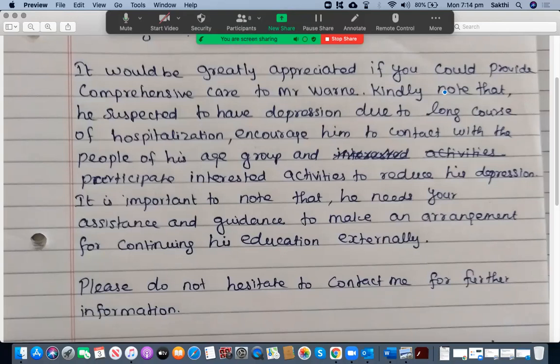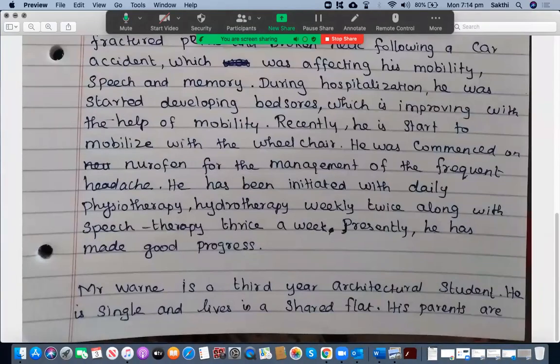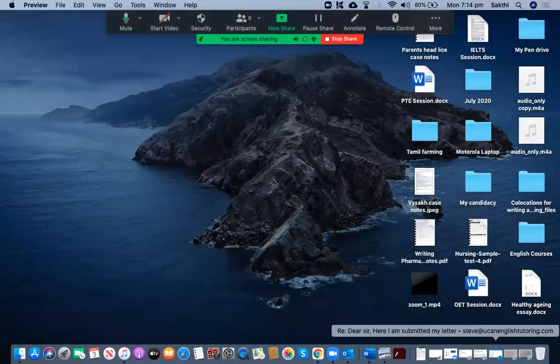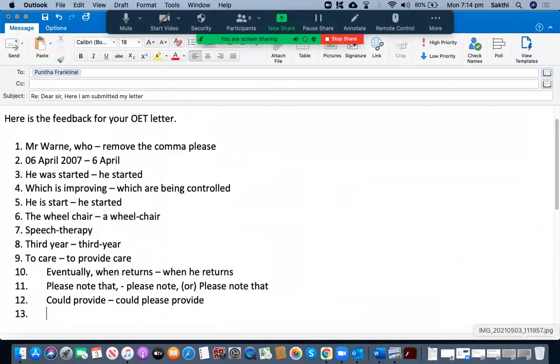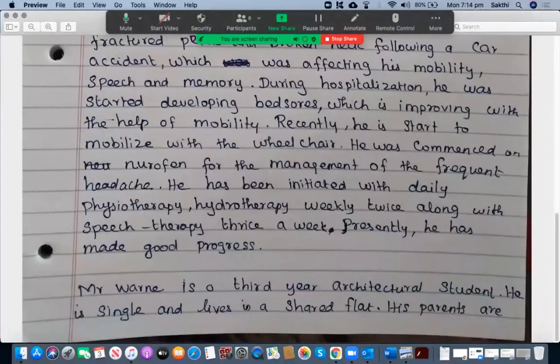It would be greatly appreciated if you could provide comprehensive care. It is good to use "if you could please provide." Instead of saying just "could provide," you could use "could please provide." Use more formal phrases. We will keep this one here. That's going to help a lot.